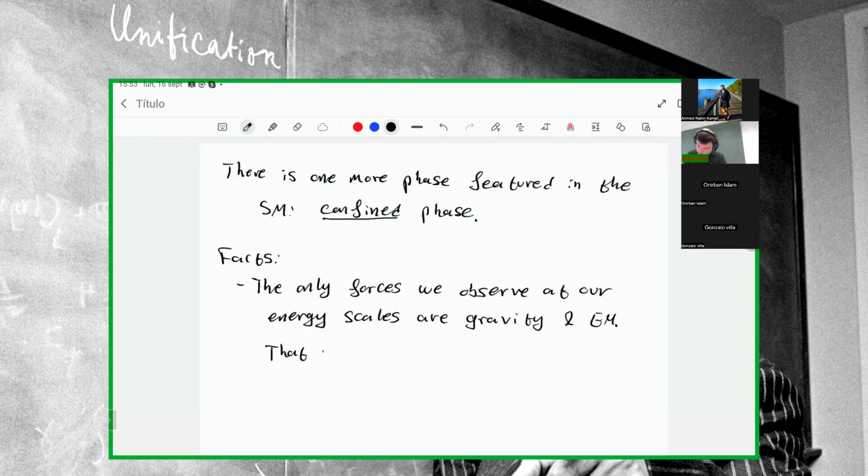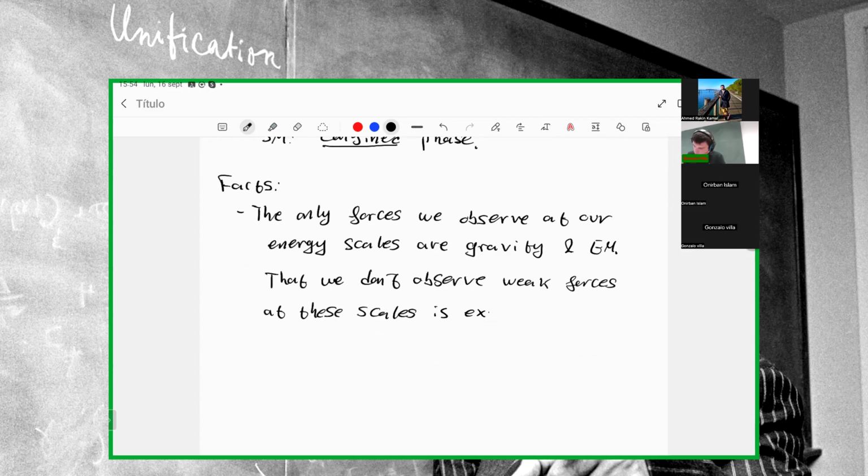That we don't observe the weak force, we, as in myself, not we in experiments, we do observe weak forces in experiments. And these scales is explained by spontaneous symmetry breaking and the Higgs mechanism. The mediators get masses, and so we cannot excite them at low energies.